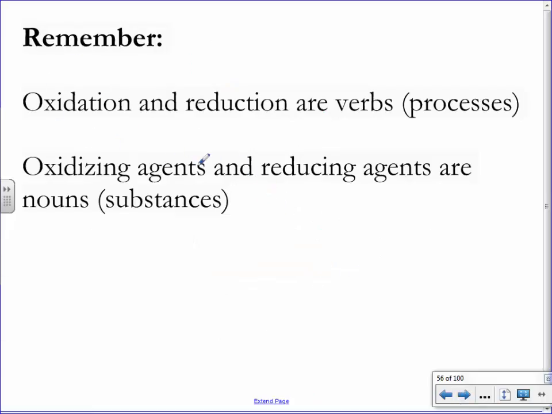Okay, on this slide right here, I just want to talk about terminology a bit more before I get to the table. Oxidation and reduction are the actual processes. So they're like the action words, the verbs. Whereas the oxidizing agent and the reducing agent, those are the actual species themselves. So gold could be a reducing agent. The process of reducing is to gain electrons.